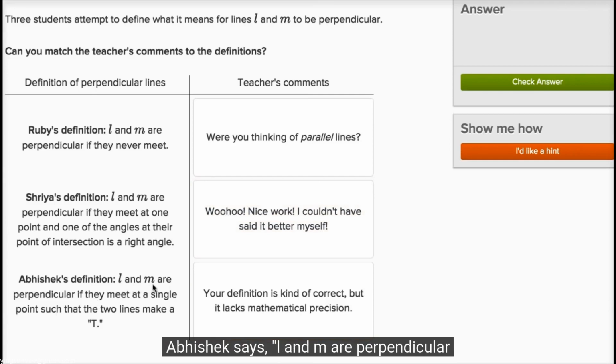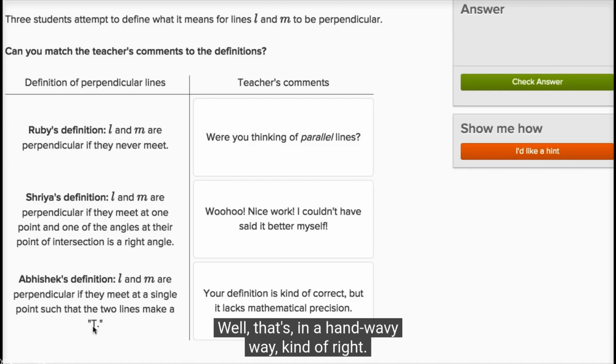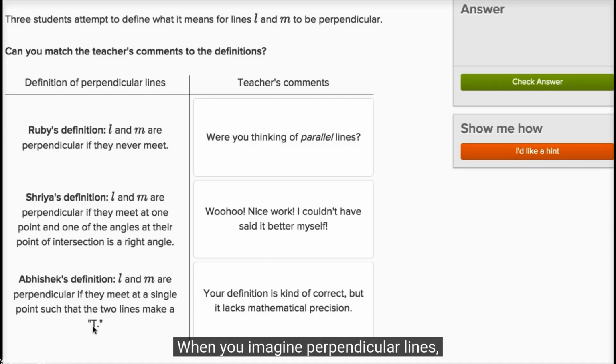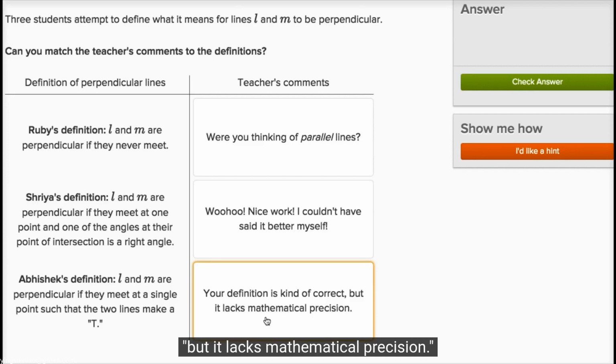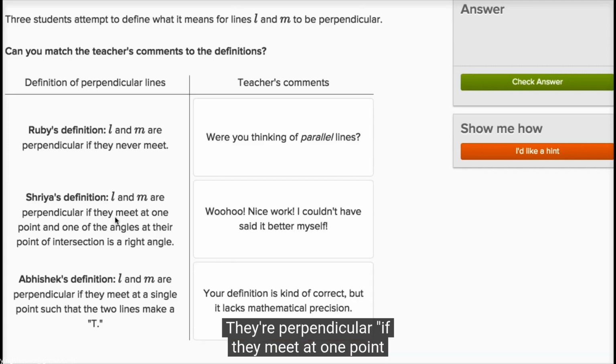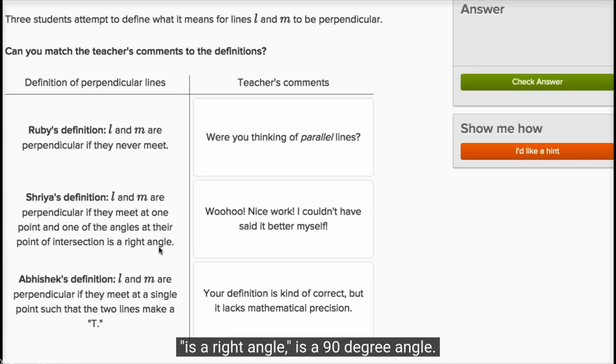Abhishek says, L and M are perpendicular if they meet at a single point such that the 2 lines make a T. Well, that's, in a hand-wavy way, kind of right. When you imagine perpendicular lines, you could imagine them kind of forming a cross, or I guess a T would be part of it. But I think this comment is spot on. The teacher's comment, your definition is kind of correct, but it lacks mathematical precision. What does he mean by a T? What does it mean to make a T? Shreya's definition is much more precise. They're perpendicular if they meet at one point, and one of their angles at their point of intersection is a right angle, is a 90-degree angle.